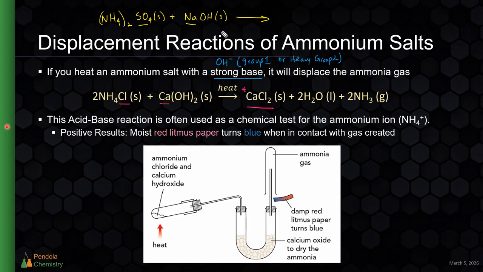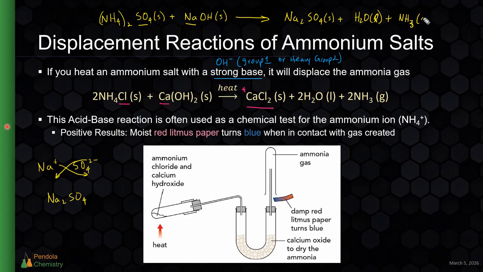Since sodium is Na+, and the sulfate is SO4 2-, then the salt that is created, if we cross this like we're in honors chemistry, will be Na2SO4. So that's our salt here that's created, our ionic compound. Water is always going to be created. And ammonia is going to be created, NH3 gas.